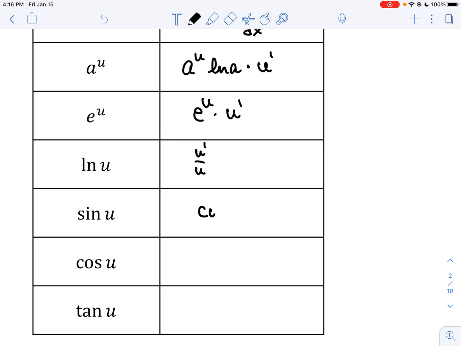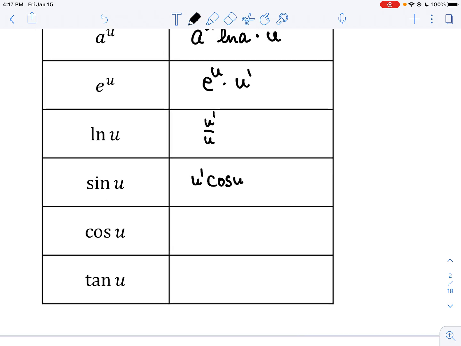Derivative of sine of u is cosine of u, but then chain rule. I usually put the u prime in front when I'm doing the trig so that it doesn't look like, if you put it here, some people kind of mistakenly put parentheses around it like that, and that'd be incorrect. It's better or safer just to put it in front.